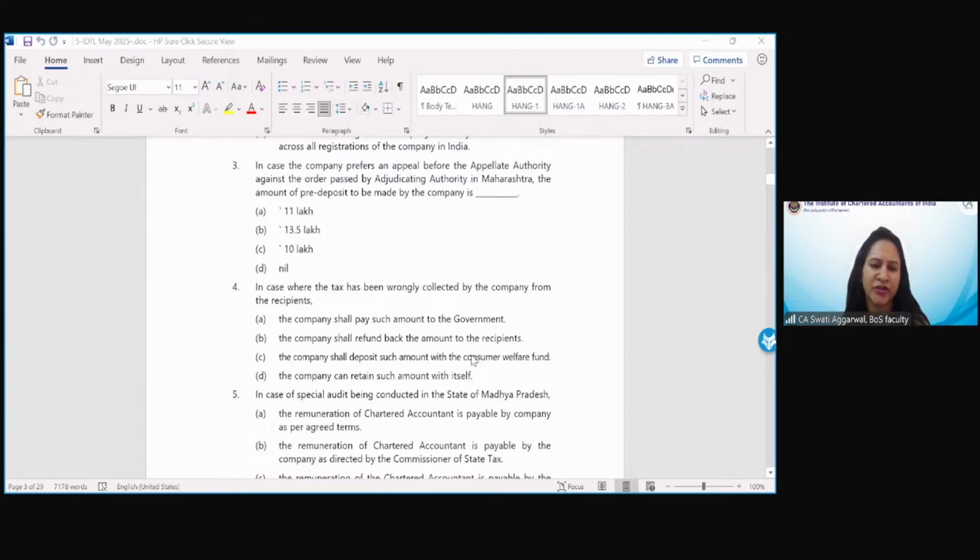So the next question is, in case where the tax has been wrongly collected by the company from the recipient, then what is the option available to the company? Option A, company shall pay such amount to the government. Option B, company shall refund the amount to the recipient from whom the amount has been collected. Option C, the company shall deposit such amount with the consumer welfare fund. And option D, company can retain such amount with itself.